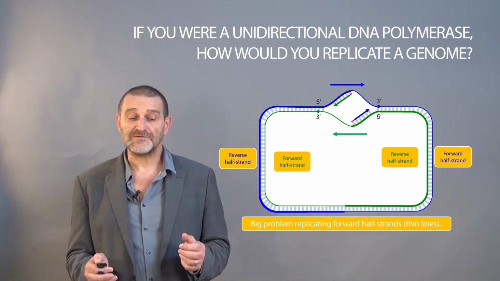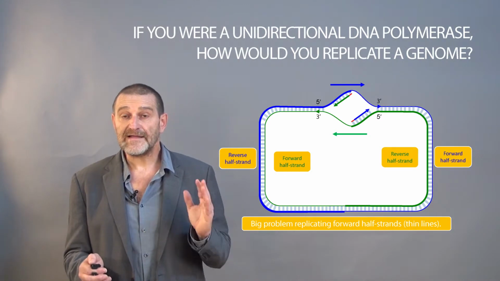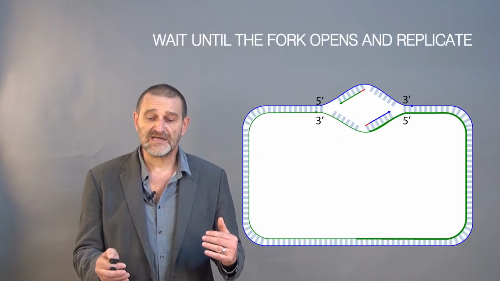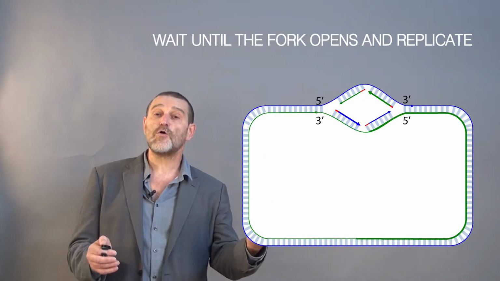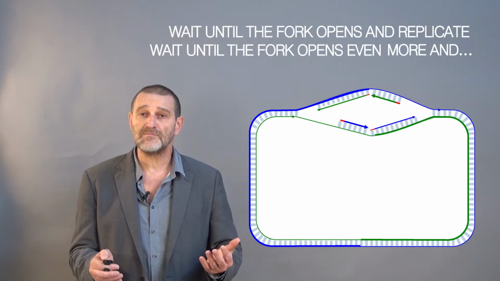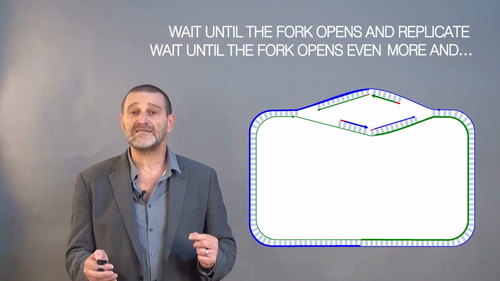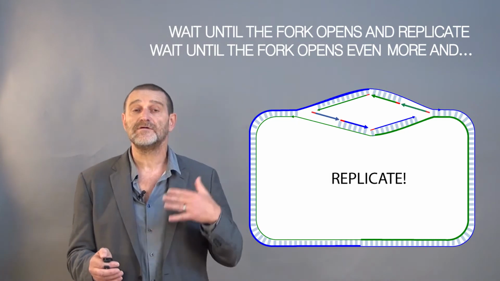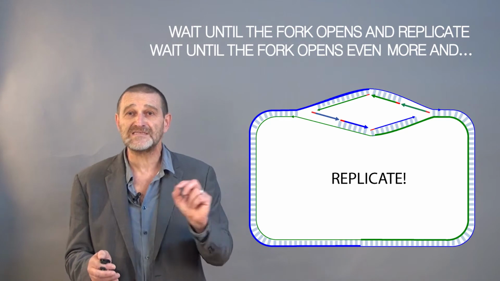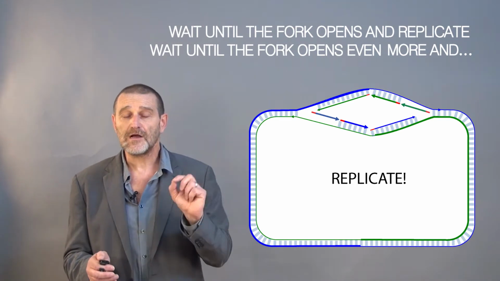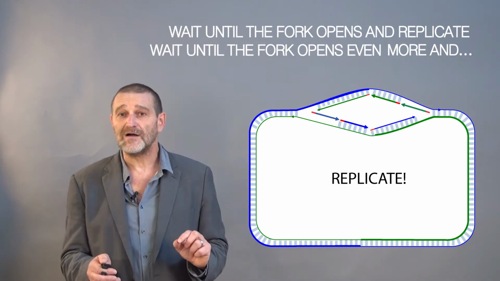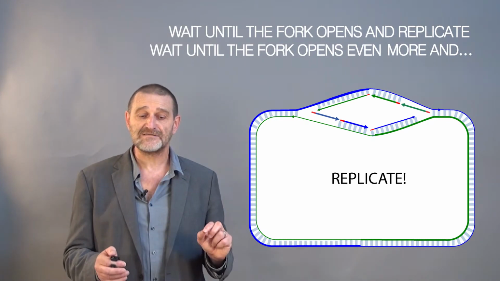Here's a potential solution. Wait until the fork enlarges. And when it enlarges, start replicating in the same direction as DNA. Then the fork enlarges a little bit more, you put another DNA polymerase and continue replicating. 4 DNA polymerases won't be enough because each of these DNA polymerases that I recruited copied just approximately 3,000 nucleotides. So you may need a huge number of DNA polymerases to proceed this way.